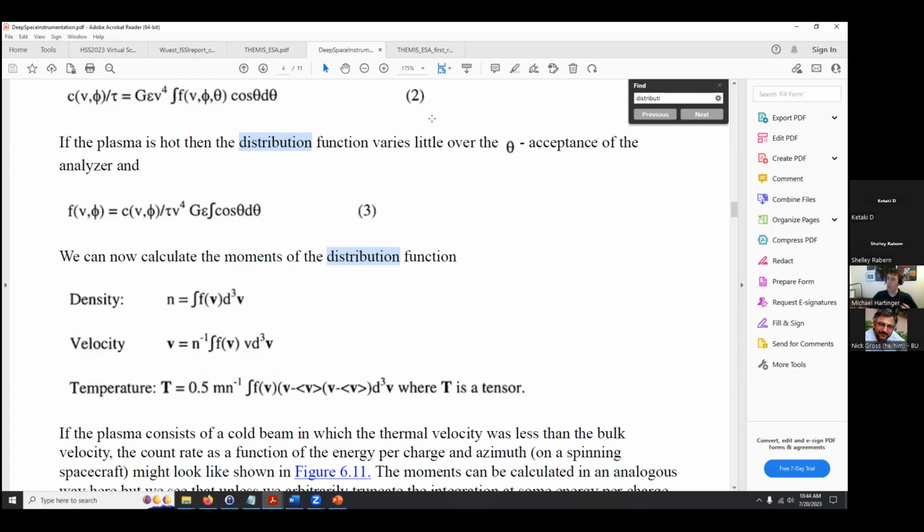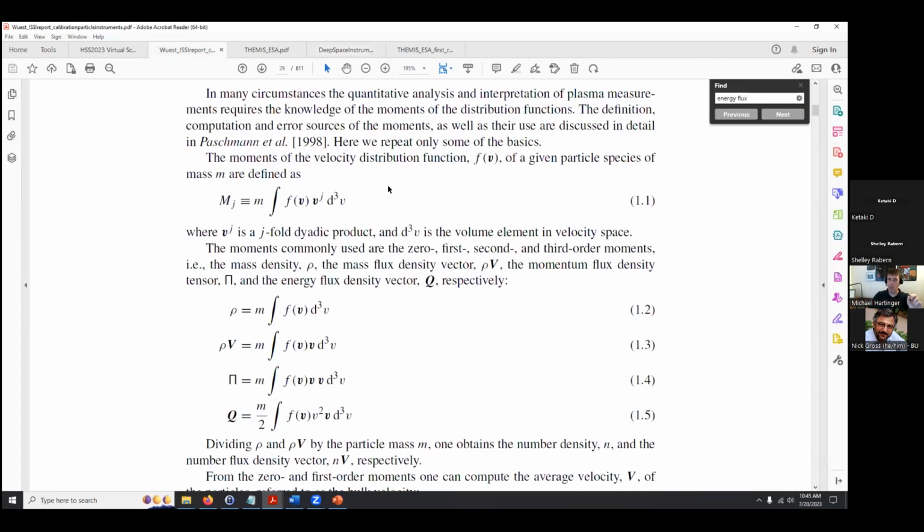So there's a whole range of different ways that missions will go from counts per second in a given angular energy range to an actual distribution function. It's not easy to summarize quickly because it depends on if you're spinning, it depends on the detector, it depends on all kinds of things. But that's the short intro. And I will highly recommend, if you want to go into the depths, this ISSE report and some of the other references I gave are really great.